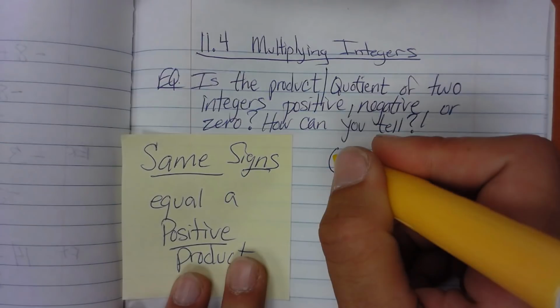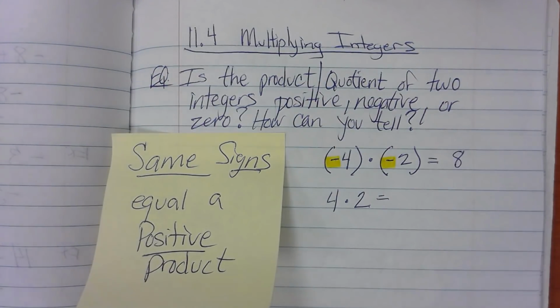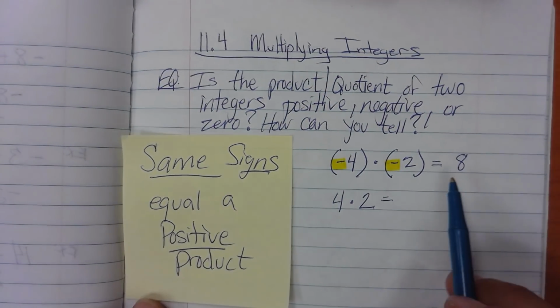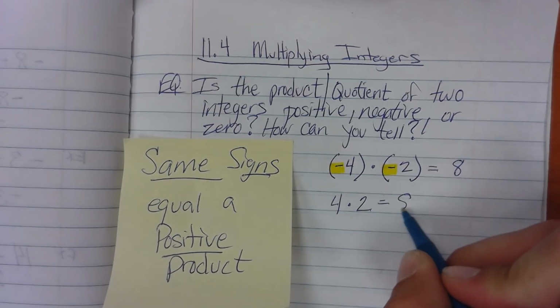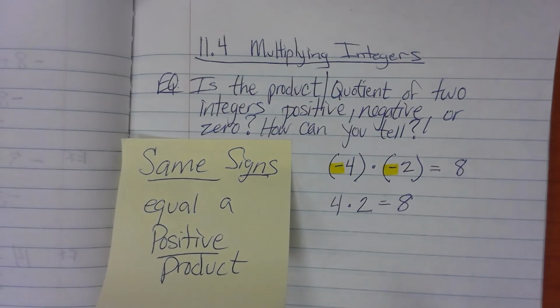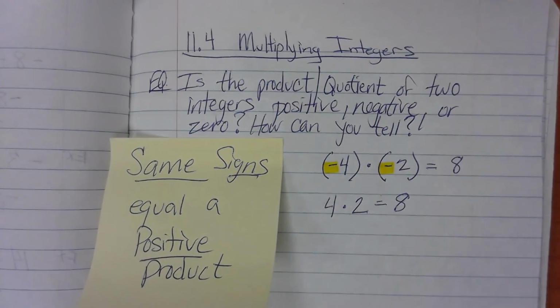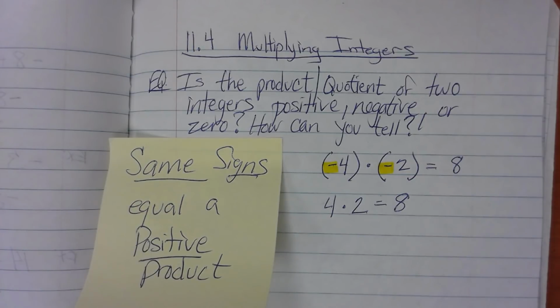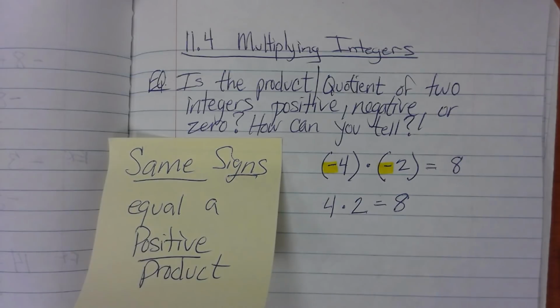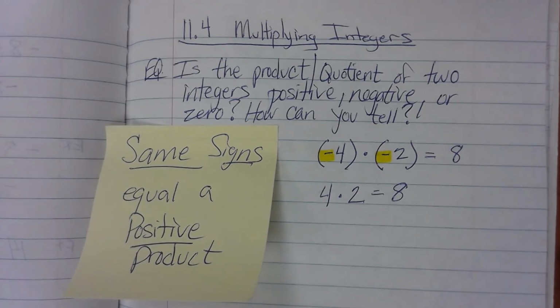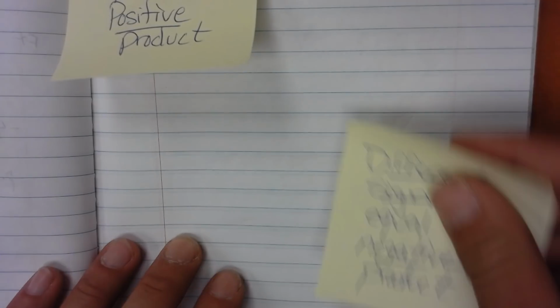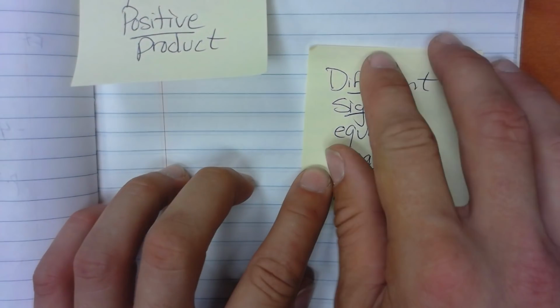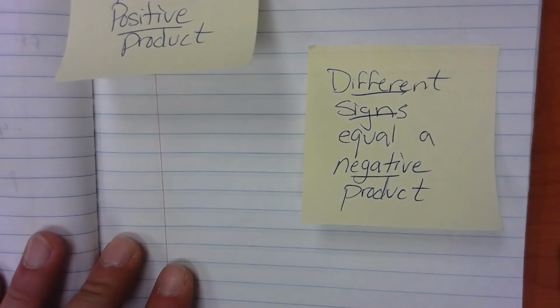So same sign, positive product. So again, -4 times -2 or 4 times 2, same sign, we end up with a positive product. Now they're not always going to have same signs. We know that. So looking if they have different signs.